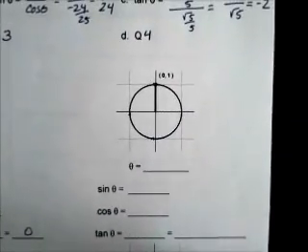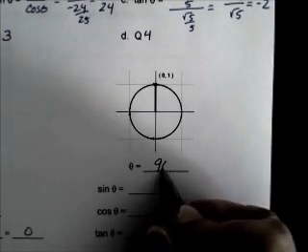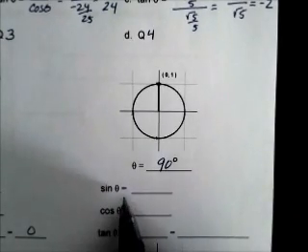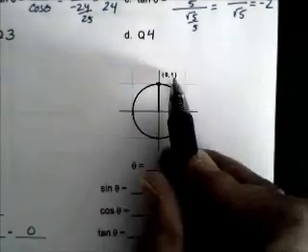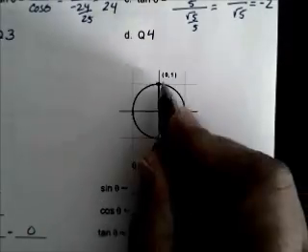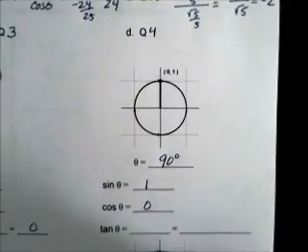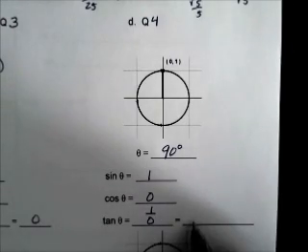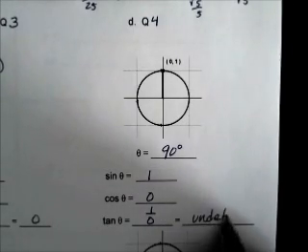Next quadrantal angle, 90 degrees. Theta here is 90 degrees. The sine of theta, that's the y-coordinate, 1. Cosine is the x-coordinate, 0. Tangent is going to be 1 over 0, which is undefined.